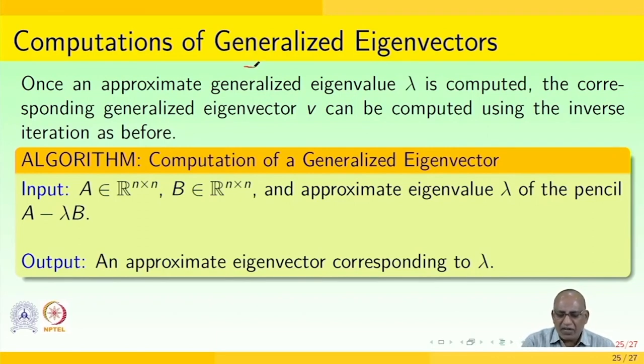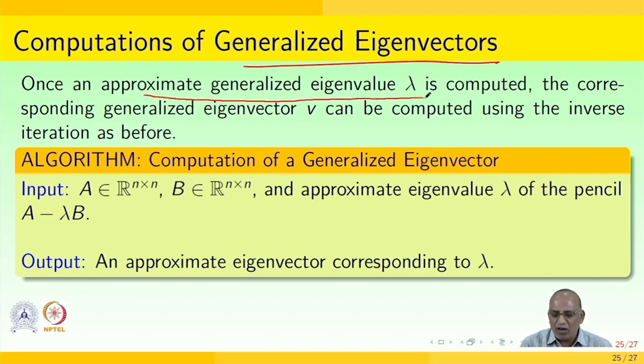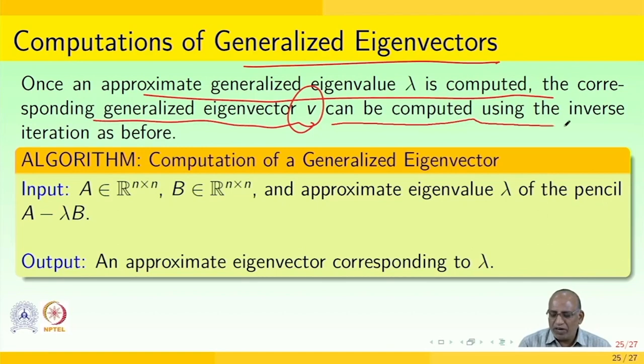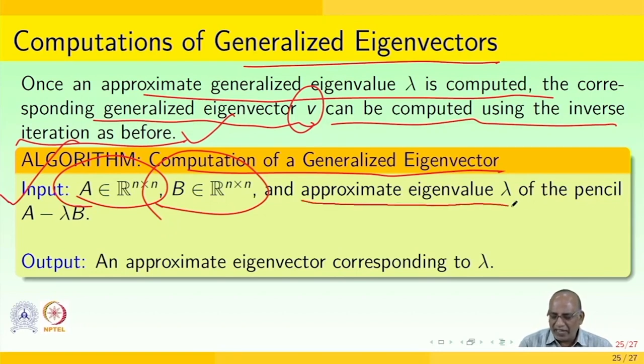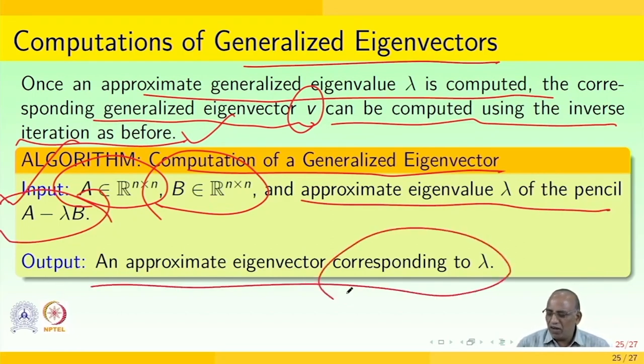Then the computation of generalized eigenvectors. Once an approximate generalized eigenvalue lambda is computed, the corresponding generalized eigenvector v can be computed using the inverse iteration process as before. So what is the algorithm? Computation of a generalized eigenvector: input is A belongs to R of n by n and B belongs to R of n by n, and an approximate eigenvalue lambda of the pencil A minus lambda B. Output is an approximate eigenvector corresponding to the value lambda.